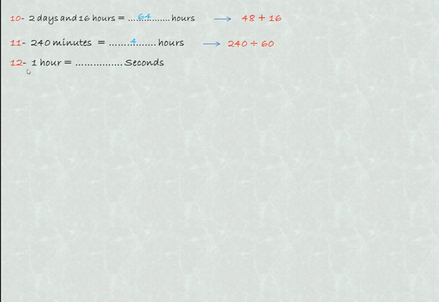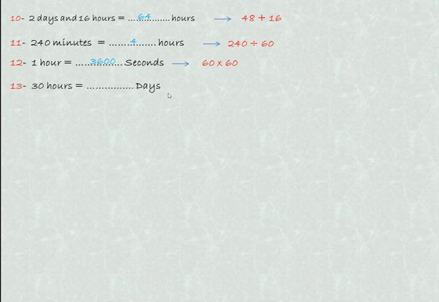Number 12, 1 hour equals how many seconds? We know that between hour and second we have a minute. So we must convert the hour to minutes, then convert the minutes to seconds. At first, 1 hour equals 60 minutes. To convert into seconds, we multiply by 60. Then 60 times 60 will be 3600 seconds.